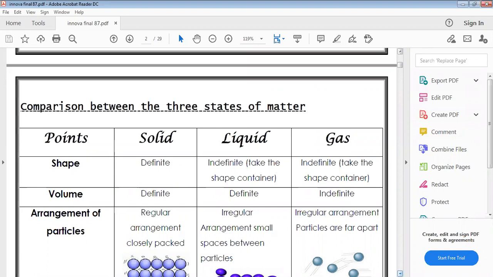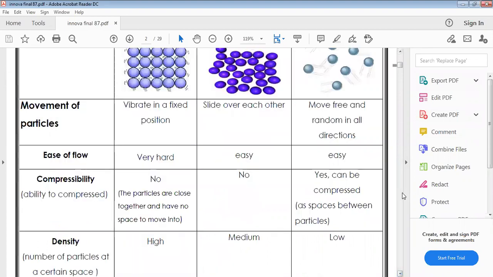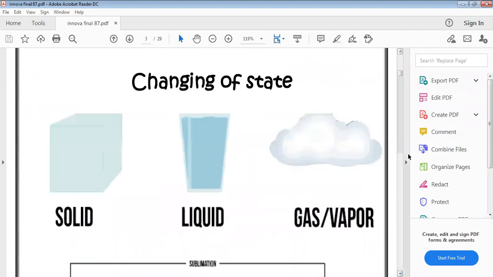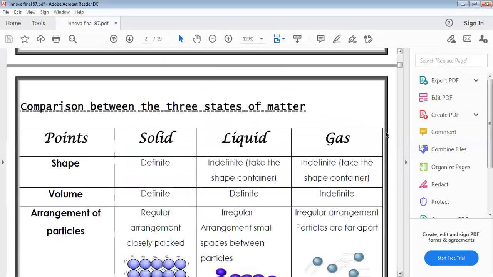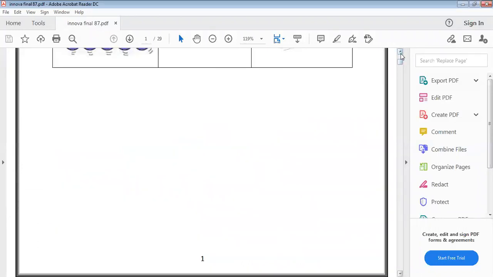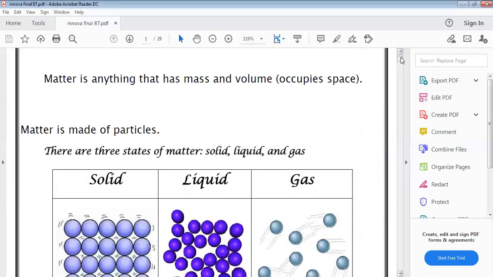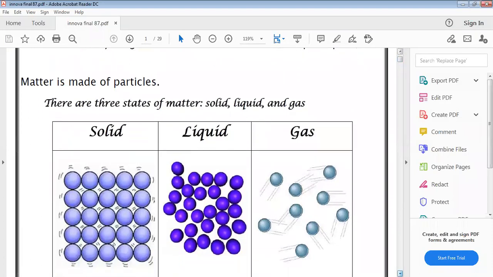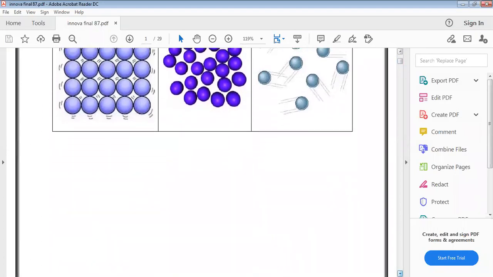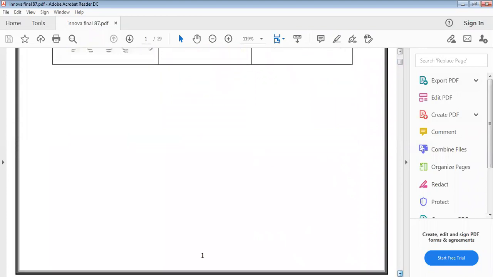That's related to their particles, okay? Because as you see in the first picture here, the particles are very close to each other, so they move together. As you have seen in these shapes, the particles move together because there are no spaces between them and they are held together strongly.